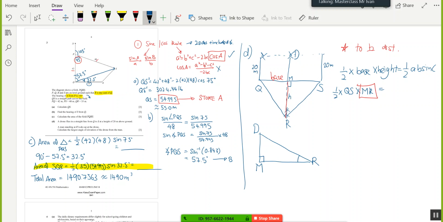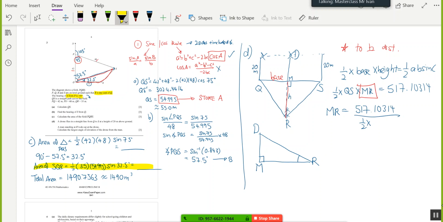Half times 35 times alpha A times sine 32.5. This is actually 517.10314. Okay, because it's here. So MR equals 517.10314 divided by half times QS. What is QS? We also already have QS.